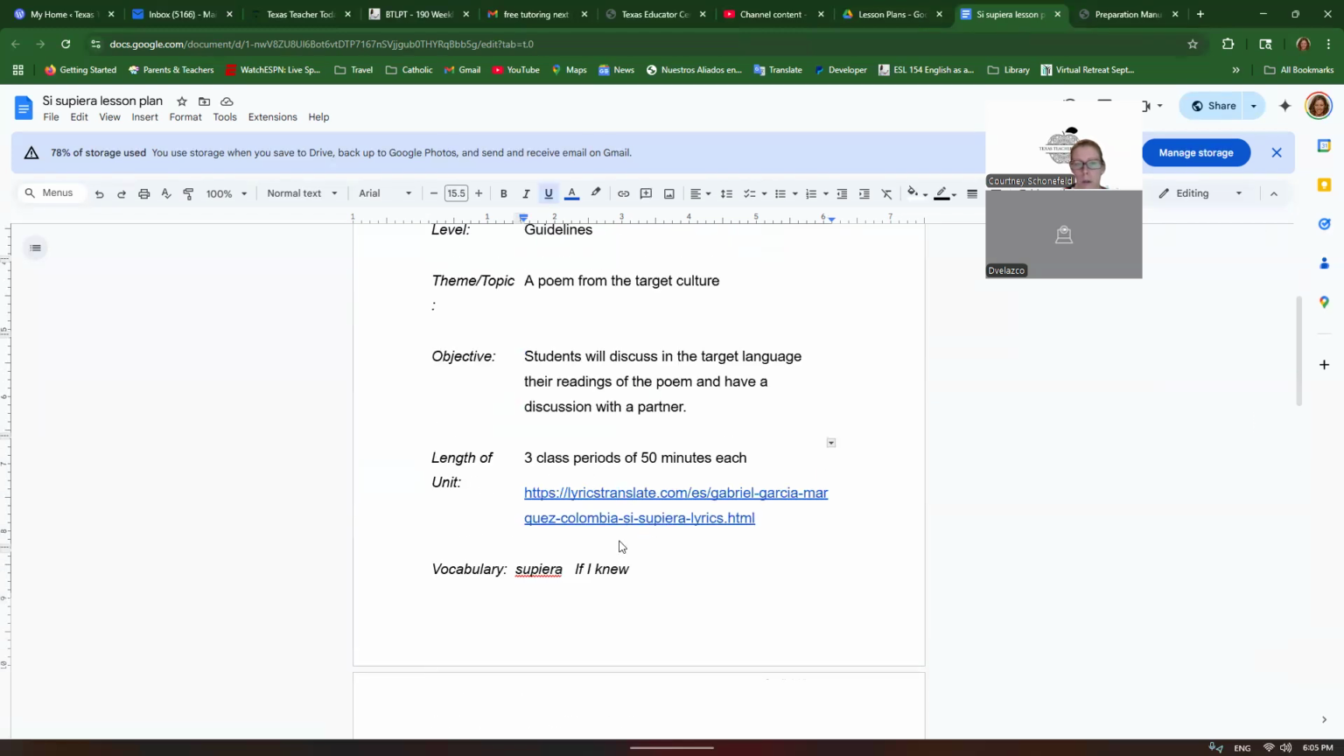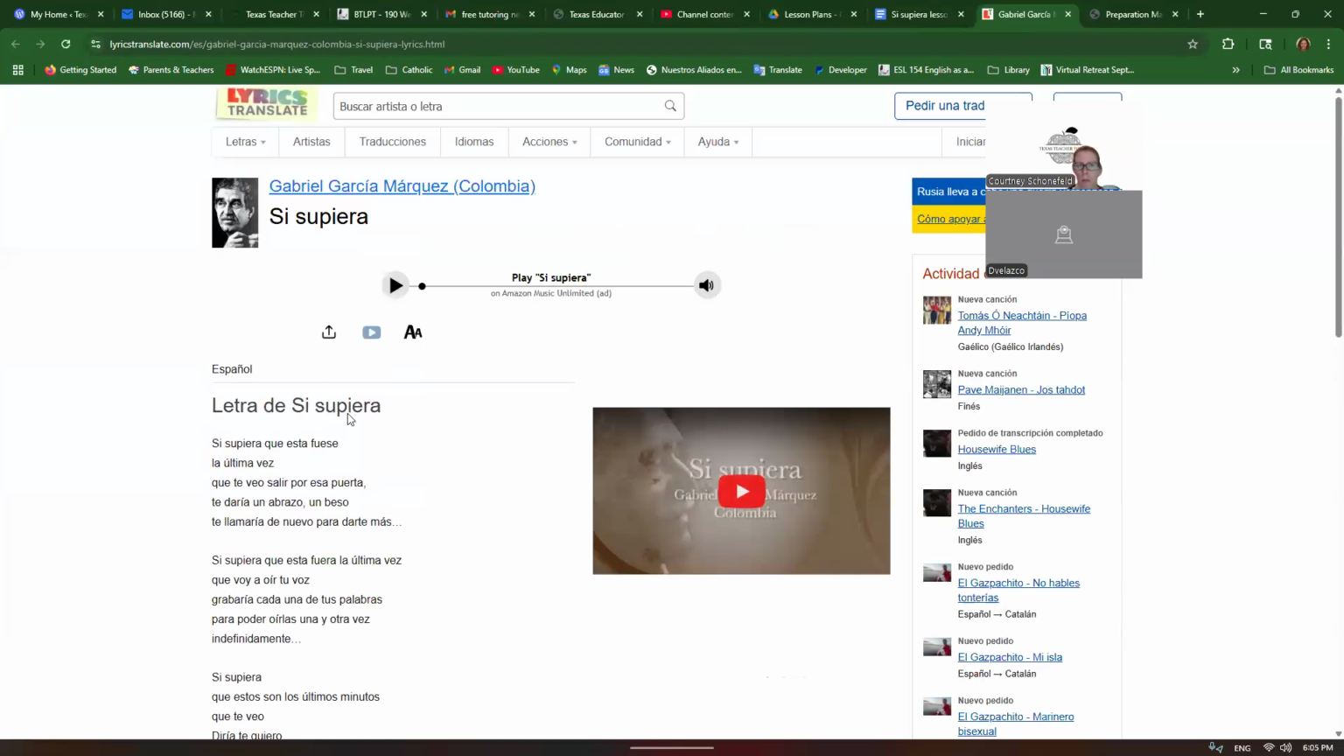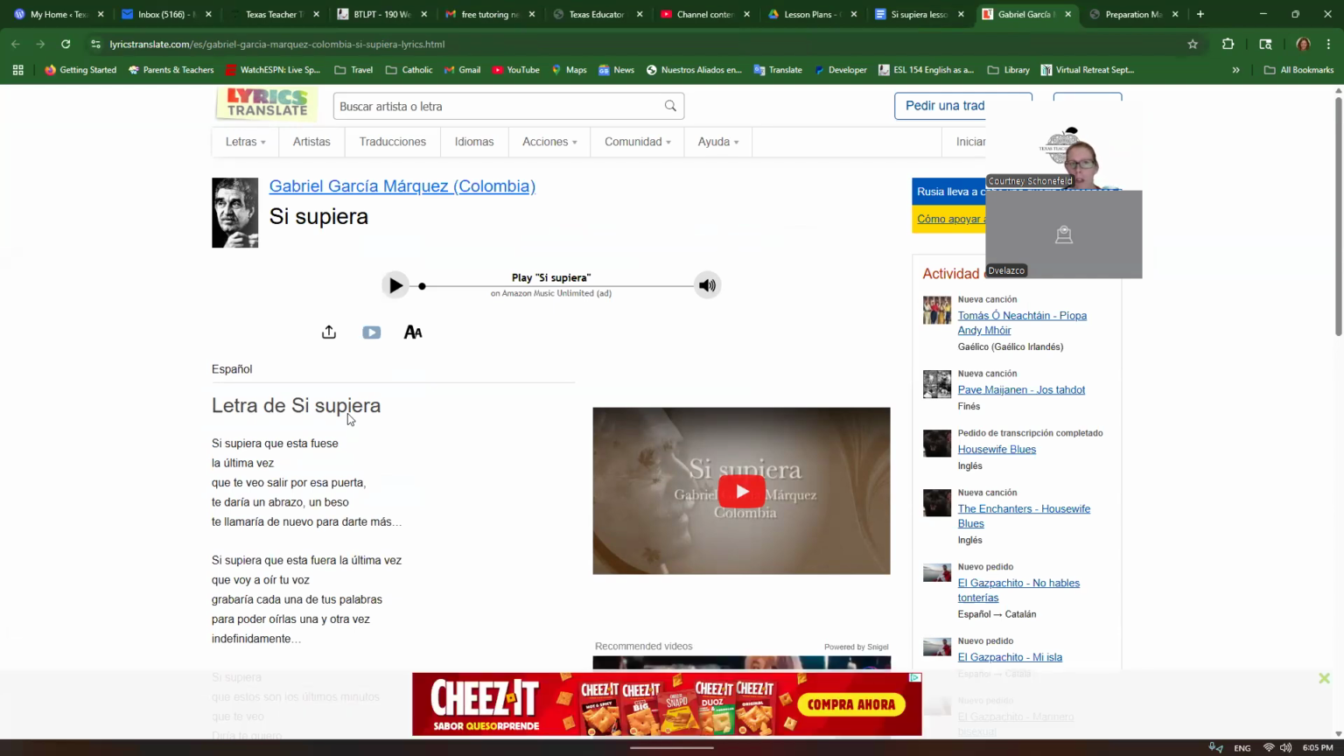So let's look at this poem first before we look at the lesson plan. So this is a famous poem by Gabriel Garcia Marquez, who is probably the most famous Latin American author.